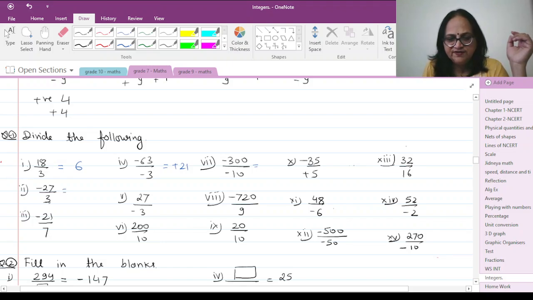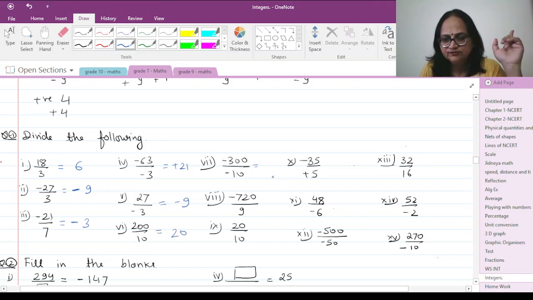Okay, second one: minus 27 divided by plus 3. Any one is negative, so my answer will be negative. 3 9s are 27, so my answer will be negative 9. Again, one is negative, so minus 9. Here both are positive, so the answer will be plus 20. Both are negative, my answer will be positive, positive 30.